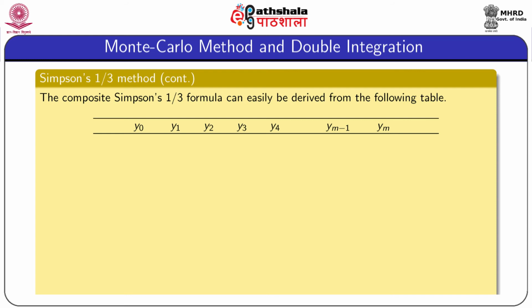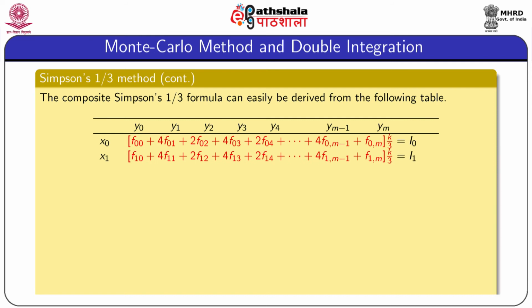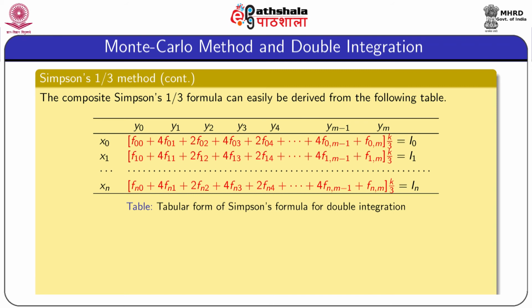To get the composite Simpson one-third formula, we prepared the following table of values. For x equal to x0, the expression f00 plus 4 into f01 plus 2 into f02 plus 4 into f03 plus 2 into f04 plus dot dot dot 4 into f0,m minus 1 plus f0m, whole into k by 3, is denoted by I0, and for x equal to x1 the entire expression is denoted by I1, and lastly when x equal to xn then the expression is denoted by In.